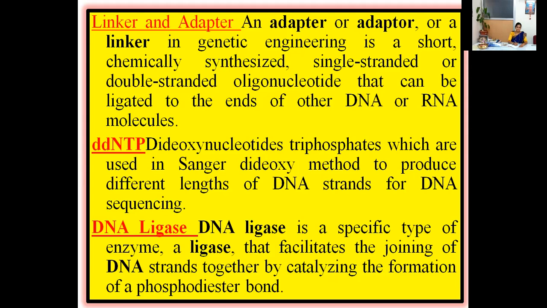DDNTP stands for dideoxynucleotide triphosphate, which is used in Sanger's dideoxy method of DNA sequencing to produce different lengths of DNA strands. Okay, what is DNA ligase? DNA ligase is a specific type of enzyme, a ligase, that facilitates the joining of DNA strands together by catalyzing the formation of phosphodiester bonds. Two strands of DNA or RNA are connected through the presence of DNA ligase.